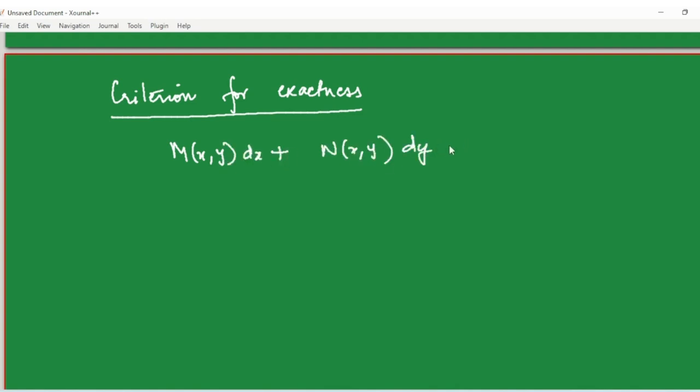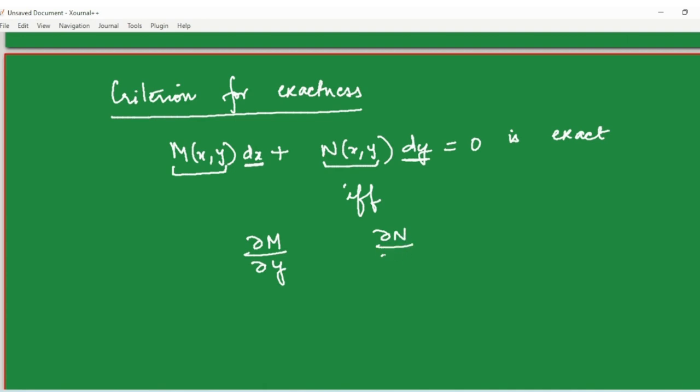This equation is exact if and only if the following happens. Whatever function is appearing with dx, take its partial derivative with respect to y, and whatever function is appearing with dy, take its partial derivative with respect to x. If these partial derivatives happen to be equal, then the equation will surely be exact, and if they are unequal, then it's not going to be exact. It's an if and only if statement. Equality of partial derivatives, equation exact. Equation exact, equality of partial derivatives.